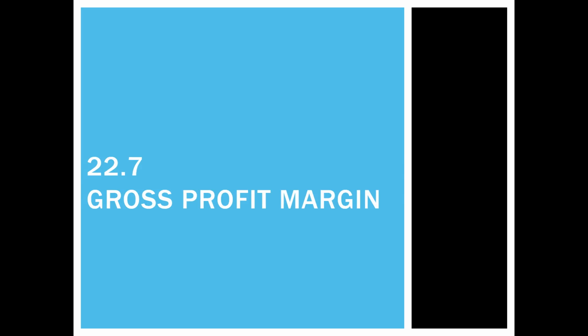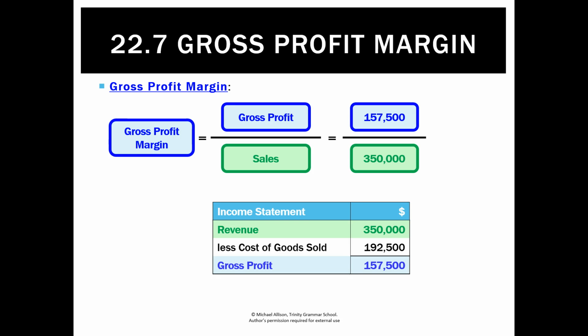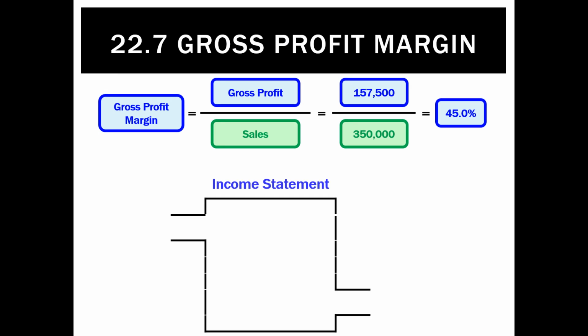Our first profitability ratio is the gross profit margin, and it's simply calculated as gross profit divided by sales. So take the income statement you can see there, and we take our gross profit of 157,500 and divide it by sales of 350,000, and that gives us a gross profit margin of 45%. So we're more interested in this subject not in how to calculate it, but in what it means.